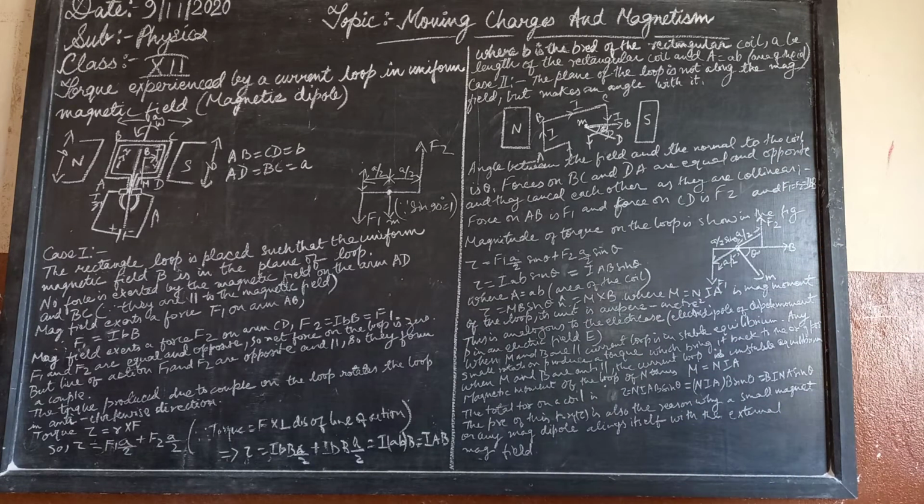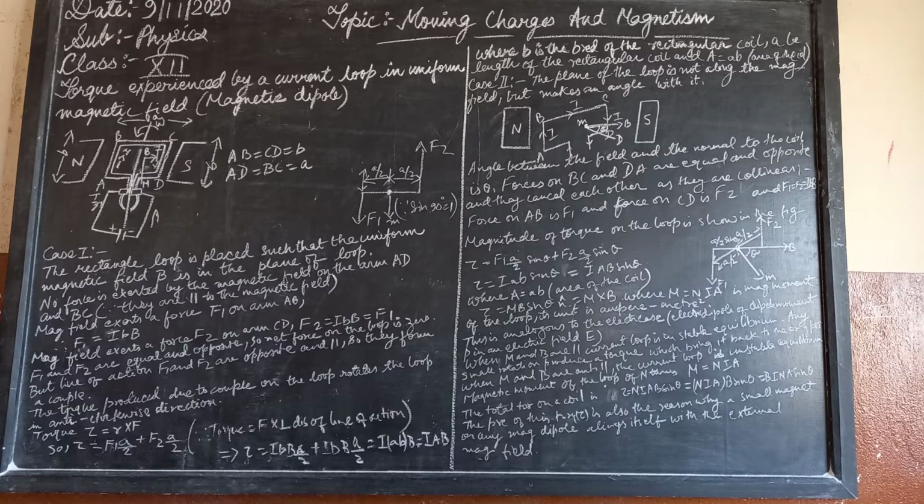The magnitude of the torque on the loop is shown in the figure here. So it is moving like this. F1 a by 2 sin theta plus F2 a by 2 sin theta, so tau is equal to I A B sin theta, where A is equal to ab, the area of the loop. Tau is equal to m B sin theta, that is tau is equal to m cross B, where m is equal to N I A, the magnetic moment.